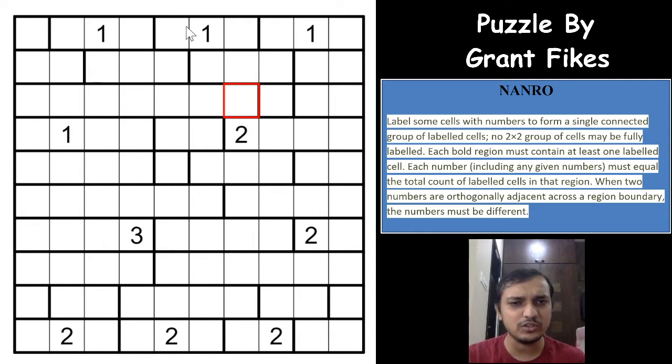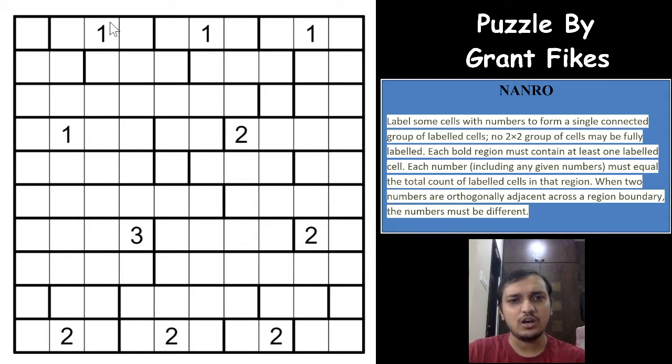I'll briefly go over the rules again. You have to place digits in such a way that all the digits in the grid are connected to each other, and the value of the number in a region is equal to the number of digits in that region. So if you have 2, you will have two 2s in that region. If you have 3, you will have three 3s in that region, and no two same digits in different regions can be adjacent to each other. So let's start the puzzle.